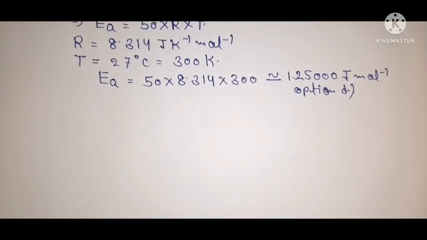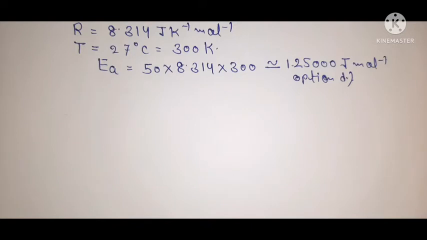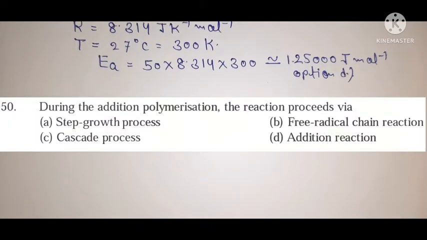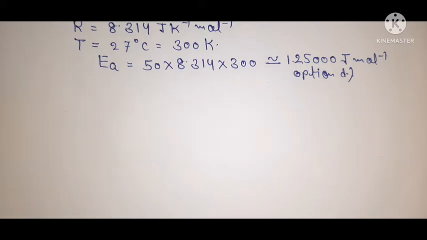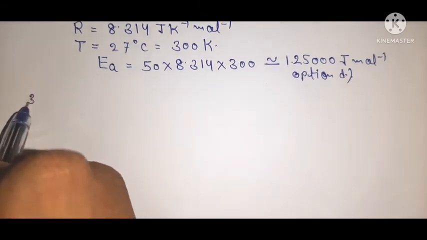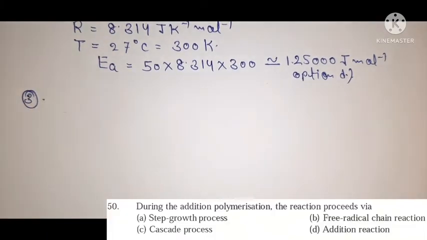Now we move towards our next question, and see, it says, during the addition polymerization, the reaction proceeds via, and we have 4 options, and this question is also coming for 2 marks. Okay friends, so let's do the solution of this question. It is again a very straightforward question. The addition polymerization reaction proceeds via step growth, free radical, cascade, or addition reaction.